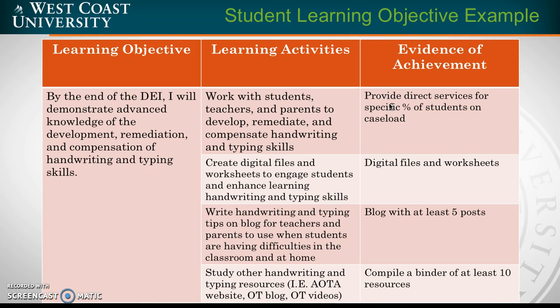In addition, the student will develop their own learning objectives prior to the initiation of the DEI in collaboration with you, their community site mentor, and their faculty mentor. Here, I provided an example of student-developed learning objectives. This student is completing their DEI with a school district. You can see that their first learning objective states that by the end of the DEI, they will demonstrate advanced knowledge of the development, remediation, and compensation of handwriting and typing skills. In the second column, you'll see various learning activities that will help the student to meet that learning objective, as well as identified evidence of achievement of that goal.